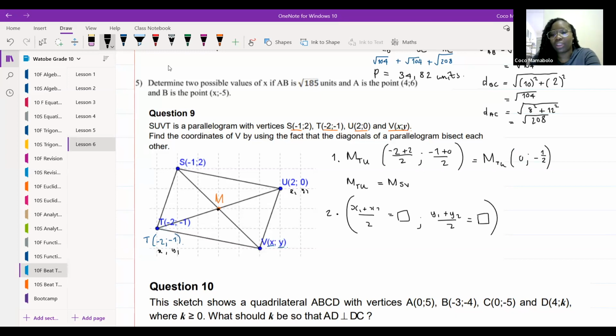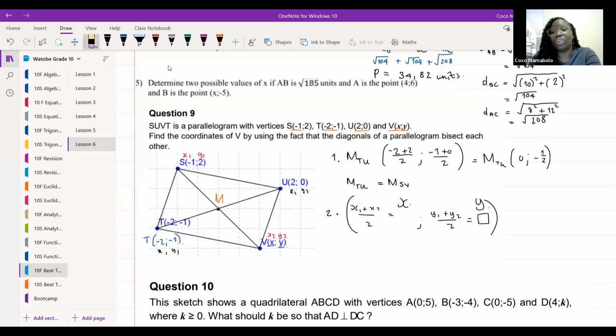So we know that the x value of SV goes here and the y value of SV goes there. And that's how we find the values of V. So we're going to name them again. We're going to name this one x1 and y1, and we're going to name this one x2 and y2.